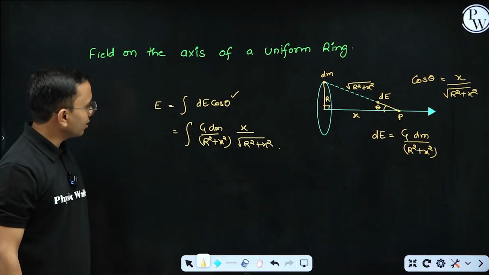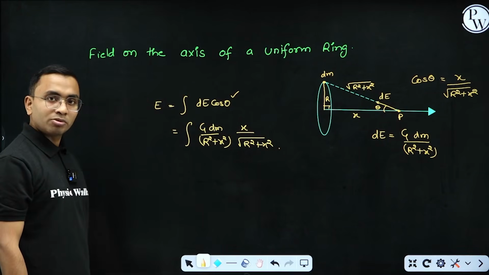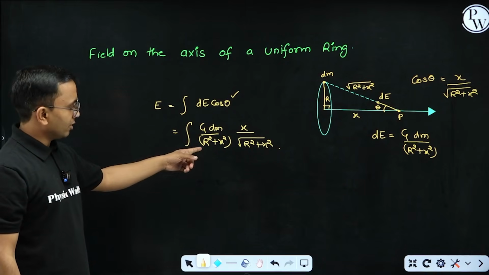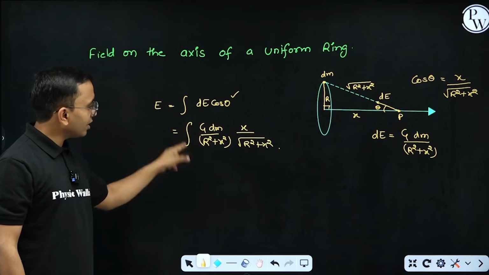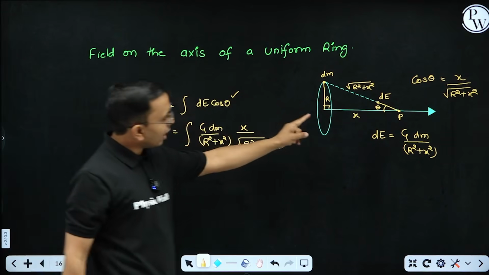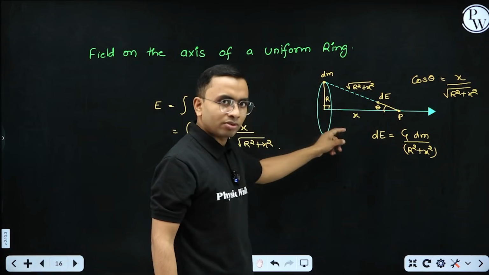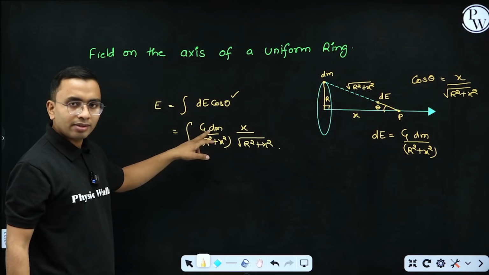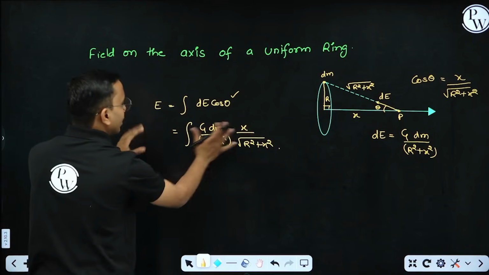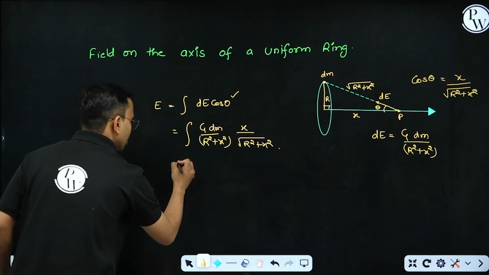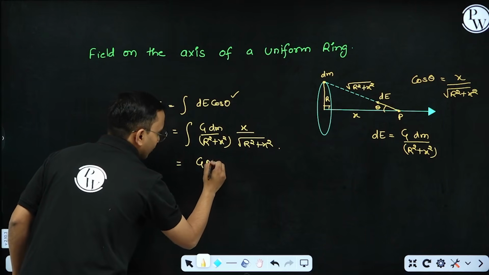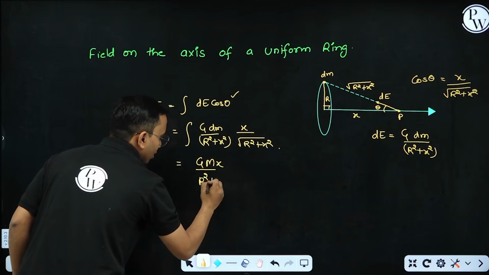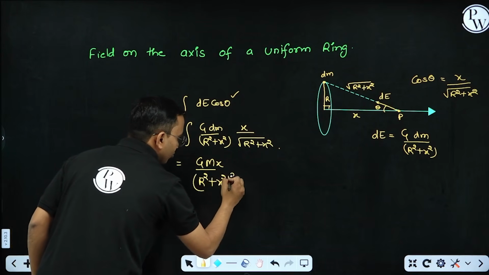I need to integrate it. Now, do we need to substitute dm also? No, that is not required. Why so? Everything else is constant, the only variable is dm. You see x is constant. Will x change if you consider different point masses? No. Will theta change? No. They will remain the same. So everything else is constant other than dm and will come out. The integration of dm will be m. So it becomes G into m into x divided by r square plus x square to the power 3 by 2.